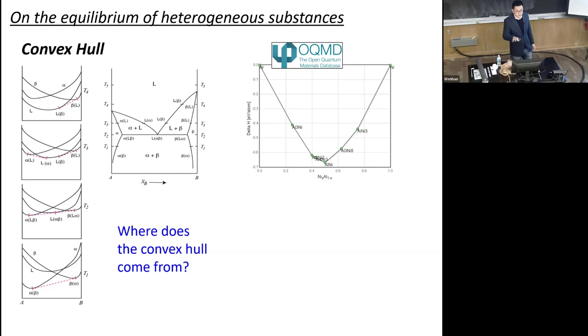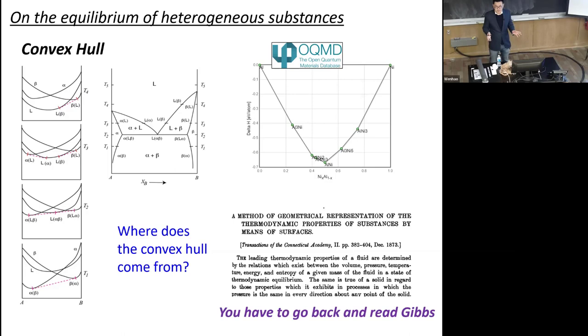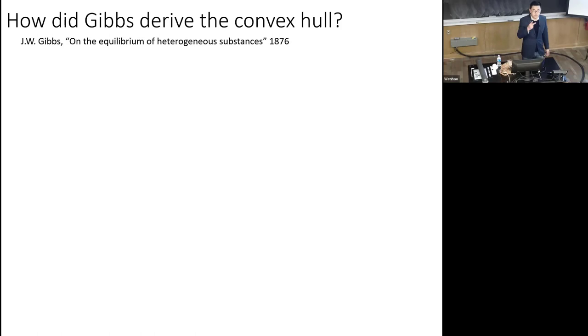If you want to know the answer for where the convex hull comes from, you've got to go back and read Gibbs, the original Gibbs, 1876, 1873. You have to read his papers on where the convex hull comes from. So this is how Gibbs derives the convex hull, based on two very simple geometric principles. The first one is called the stability criterion, okay?